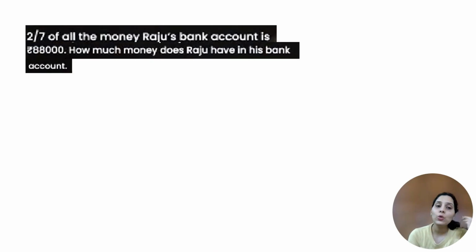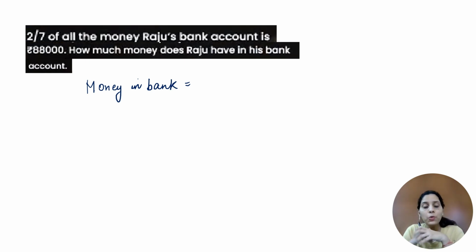Next one. 2 by 7 of all the money in Raju's bank account is 88,000. How much money does Raju have in his bank account? So money in bank. Always in word problems, we first find out what is to be calculated. We assume that to be x. So we don't know how much money he had, so I'm going to take it as x. Once we have this in front of the eyes, now we can frame the equation properly.